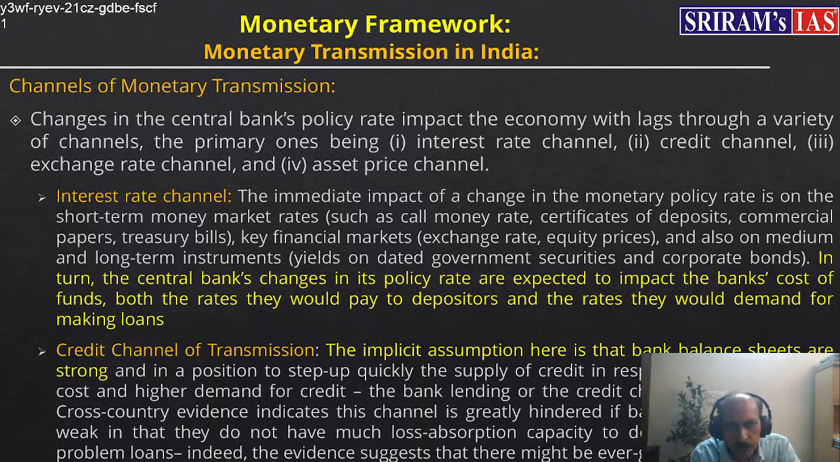Normally, the channels through which the monetary policy functions are, as I mentioned, interest rate channel, credit channel, exchange rate channel, or asset price channel. When the policy rate changes, all these have to change. Interest rate has to change. Credit availability has to change. Exchange rate in the market has to change. Asset prices through stock market have to change.